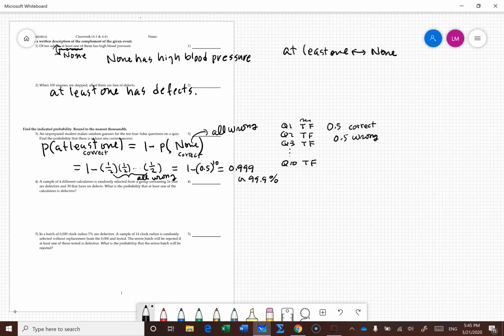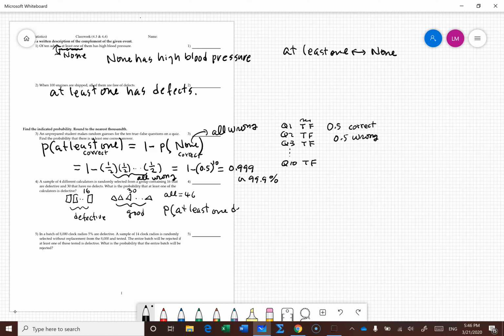Number 4, a sample of 4 different calculators is randomly selected from a group of 16 that are defective and 30 that are good, with no defects. So there are 16 defective and 30 good, and all together that is 46.